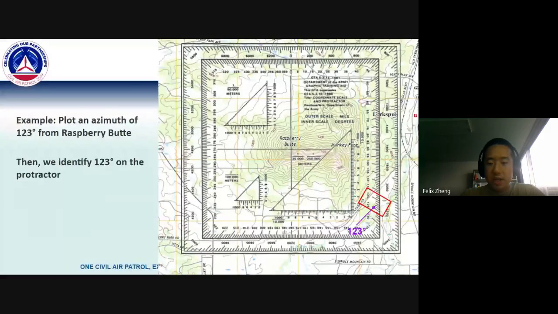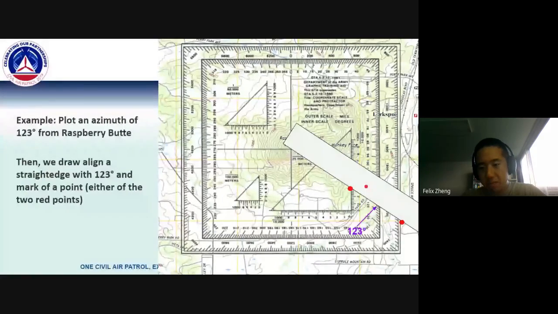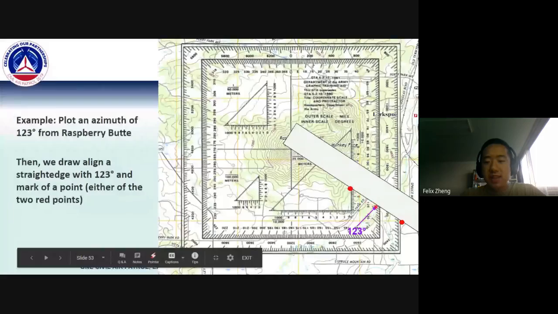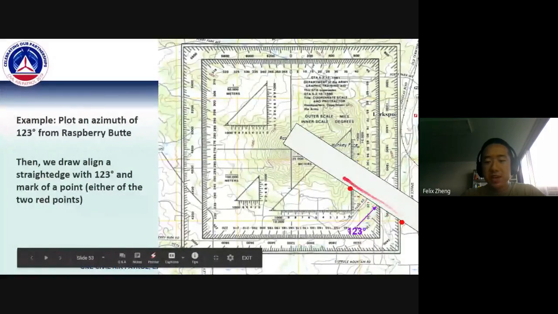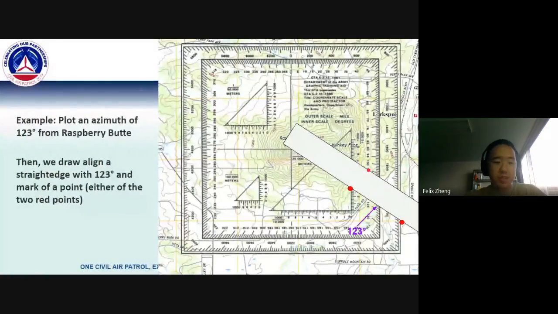Then we want to identify 123 degrees on the protractor. I know it's hard to see, but that's this line over here. And 123 degrees, you can mark that. On these, the degree is in the center of all this stuff, so you can use a straight edge, line it up with the center and the 123 degree mark and make your marks. In this case, I made 2 marks, but either of the red points can work.